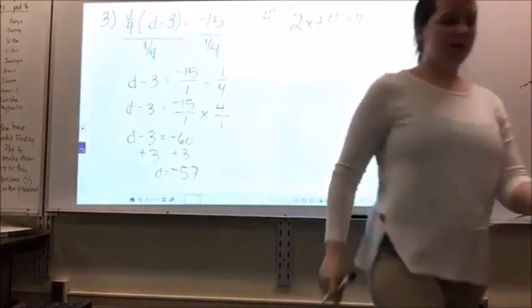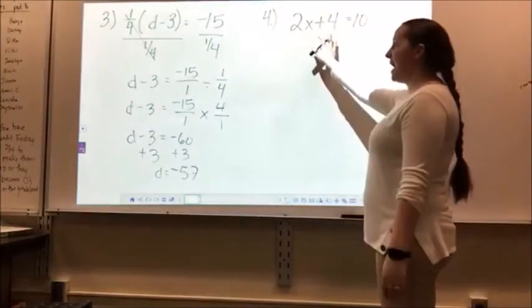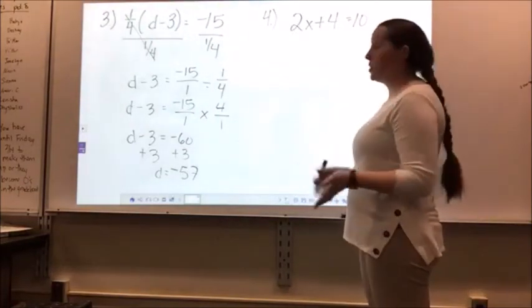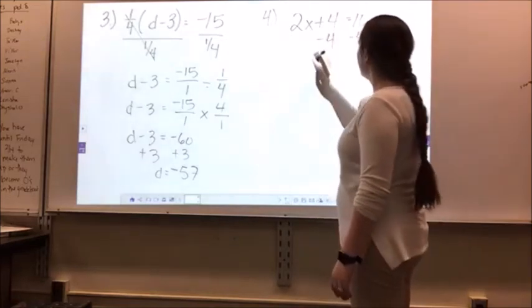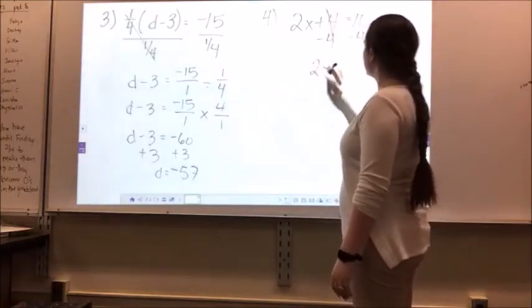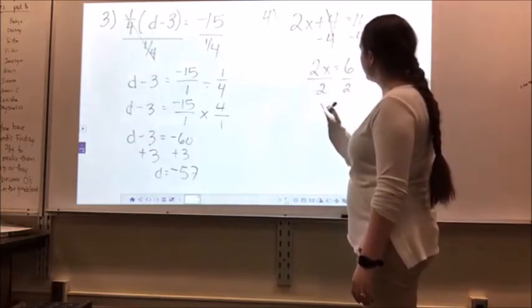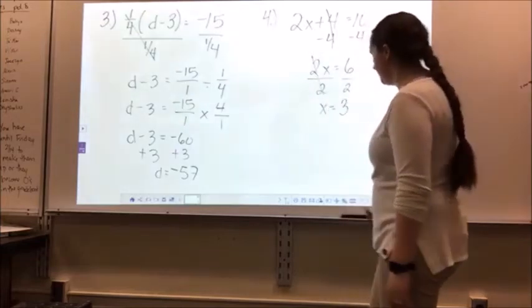My fourth one says 2x plus 4 equals 10. This one doesn't have parentheses in it, so I don't have to worry about that. So I need to do reverse operations. So subtraction first. I subtract 4 from both sides. This cancels. 10 minus 4 is 6, and then I divide by 2. So this cancels. 6 divided by 2 is 3.